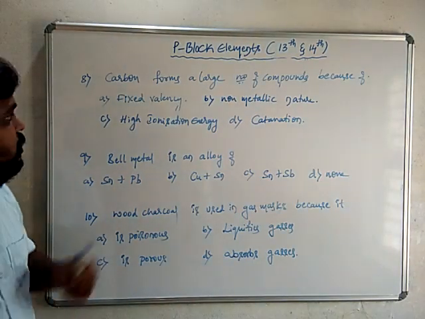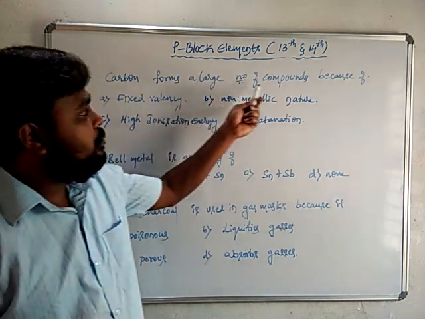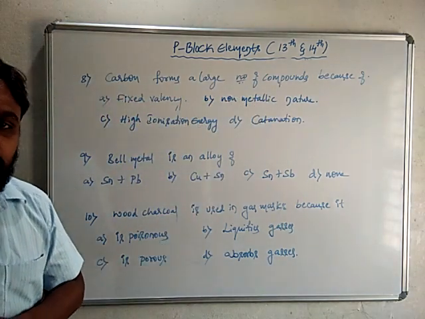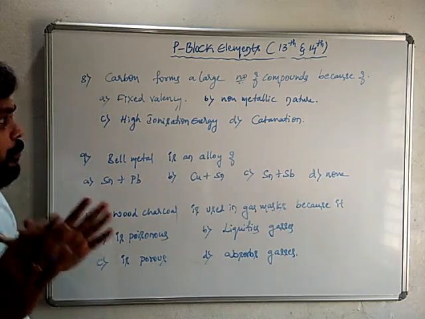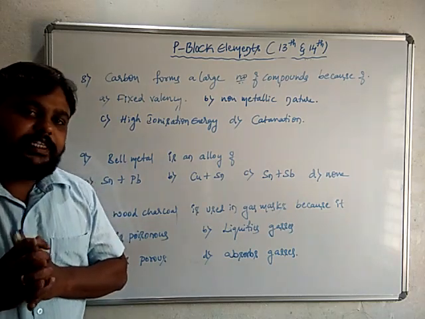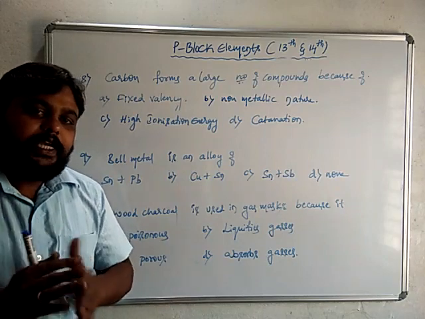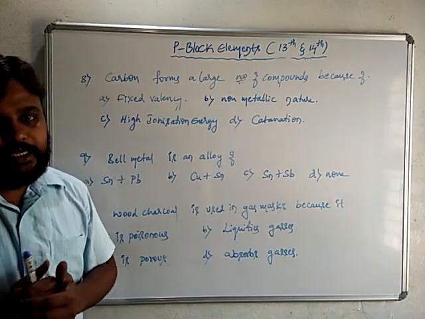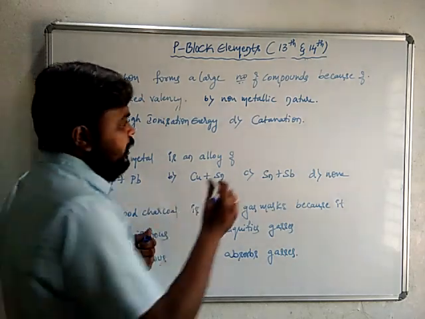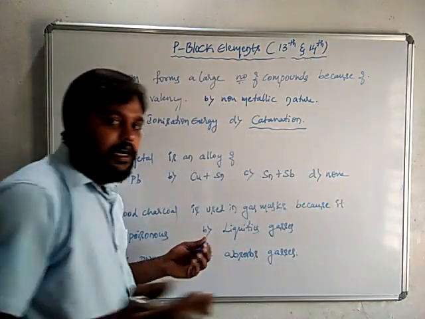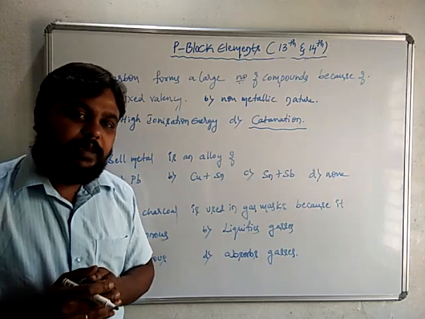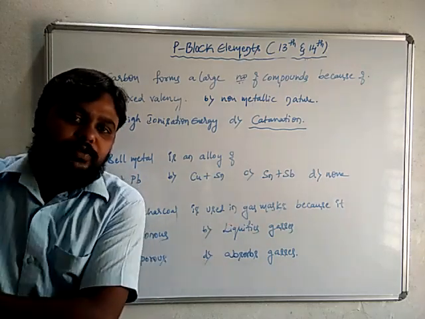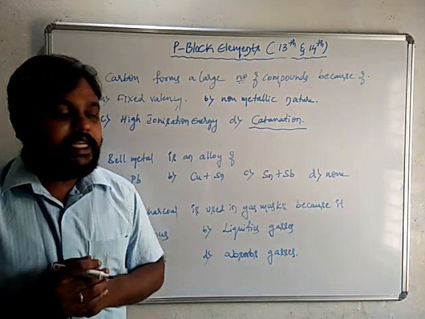So the next question is, carbon forms a large number of compounds because of. Why is carbon forming so many compounds? Because of one important property. We studied the special properties of carbon. It has tetravalency, and it has a catenation property. What is catenation? Catenation is the process of linking of the same elements in a long chain. Same elements are linked together forming a very long chain. That is catenation.